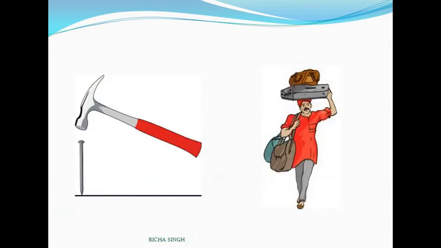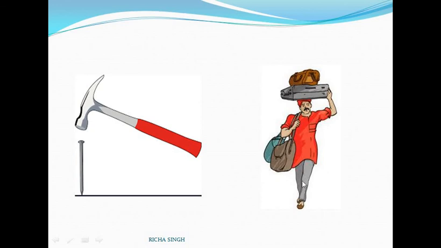Let's see a few more examples. When you hammer a nail, you hammer it from the pointed side. Why? Because more pressure will be applied on the pointed side because the area is very less here. You can't insert the nail from the round side. No, it will not be inserted because here the area is comparatively larger than at the tip.